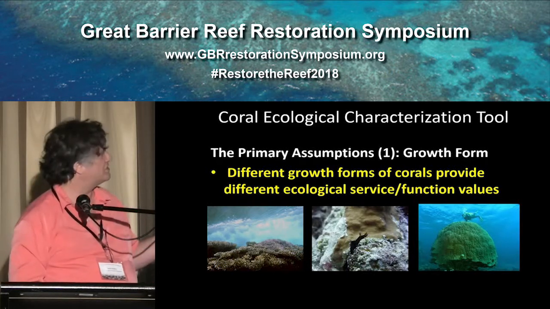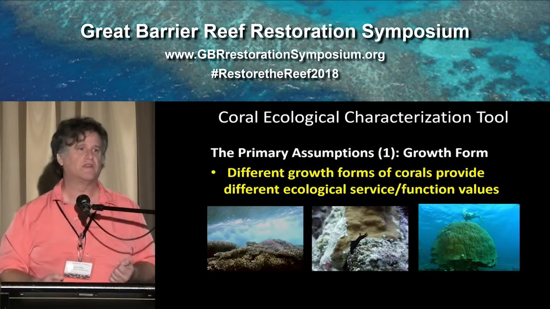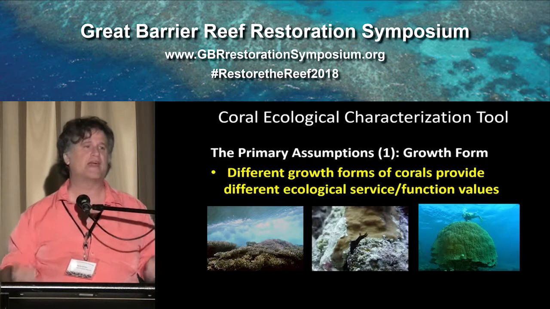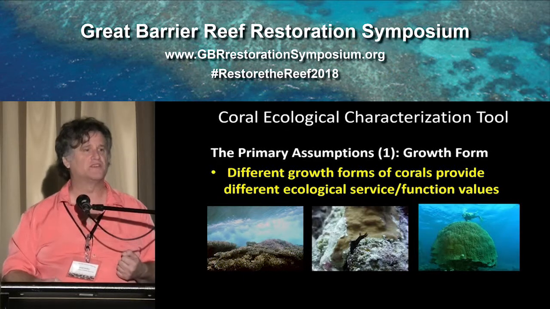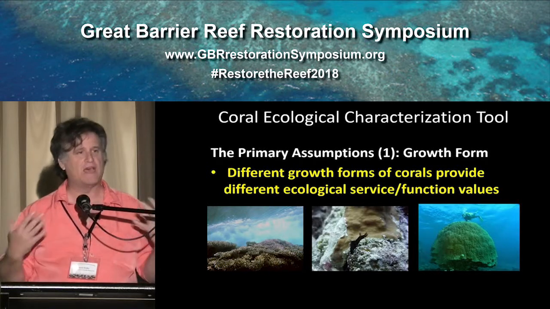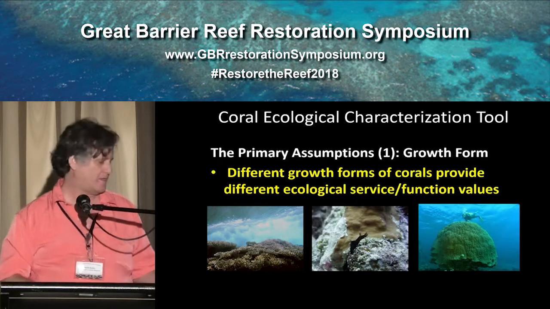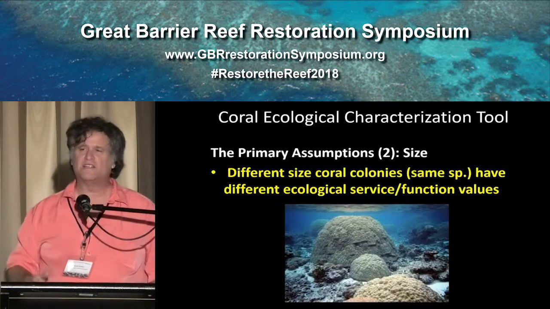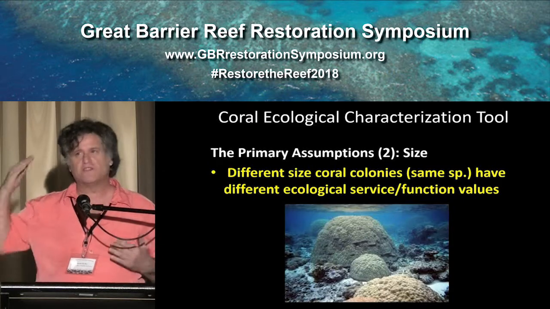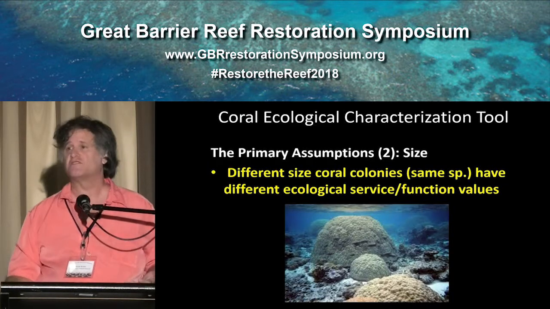So the first assumption in the model is that different forms of coral have different ecological service and function values. And if you just think of a wave impacting or going across a reef face, encrusting corals are going to be affected by that wave very differently than massive corals or branching corals. So it's a really obvious statement. The second one is that for the same species of corals and the same form of corals, different sized corals will obviously have different values and functions that they provide.